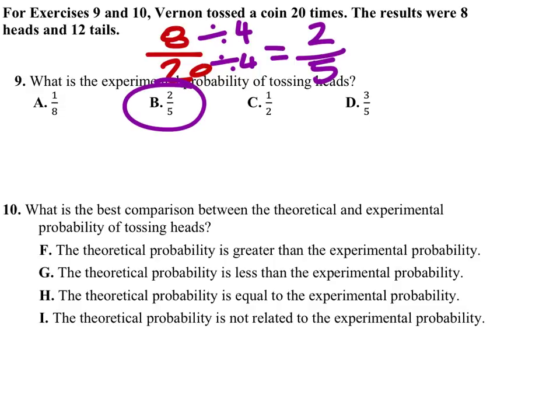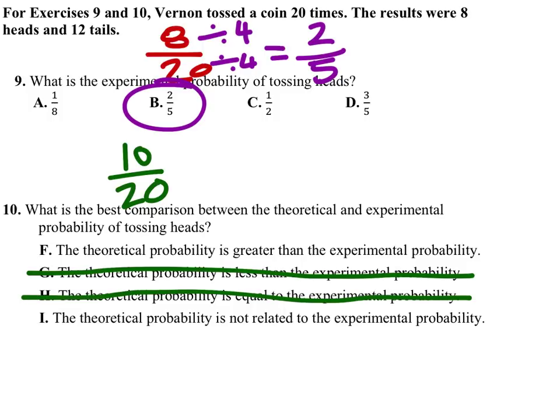What is the best comparison between the theoretical and experimental probabilities of tossing heads? Let's read these. The theoretical probability is greater than the experimental probability. Right now that's true because theoretically he should have gotten 10 out of 20 tosses that were heads. So the theoretical is more. The theoretical probability is less. That's false. The theoretical probability is equal. No, it's pretty close though. The theoretical probability is not related to the experimental probability. They're still related, so that's not true either. So the answer is F.